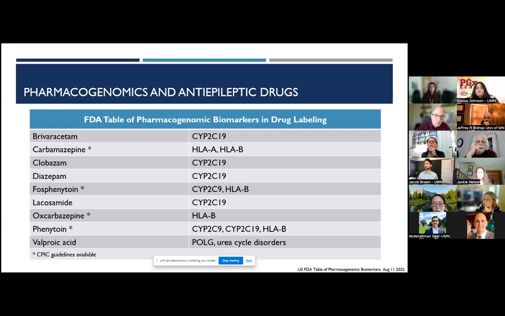So the FDA table of pharmacogenomic biomarkers includes several medications used commonly in neurology, and the different AEDs that the table includes are shown here. For these different drugs, the label includes information on how genetic variants can impact response to the drug that they are associated with. So while we do have evidence for some commonly used AEDs, we currently only have two CPIC guidelines for those.